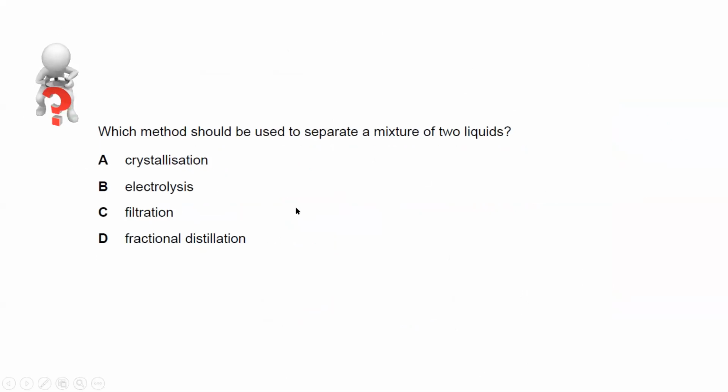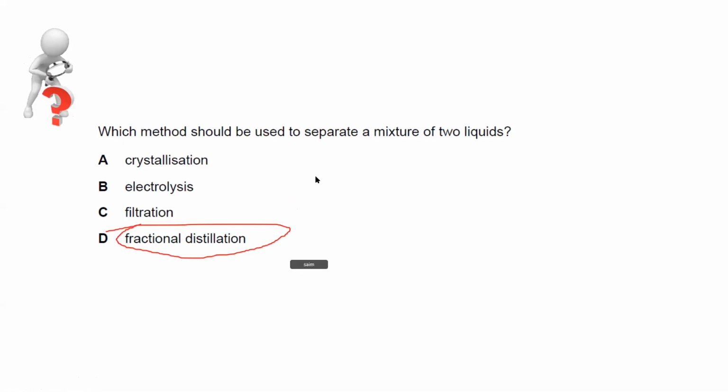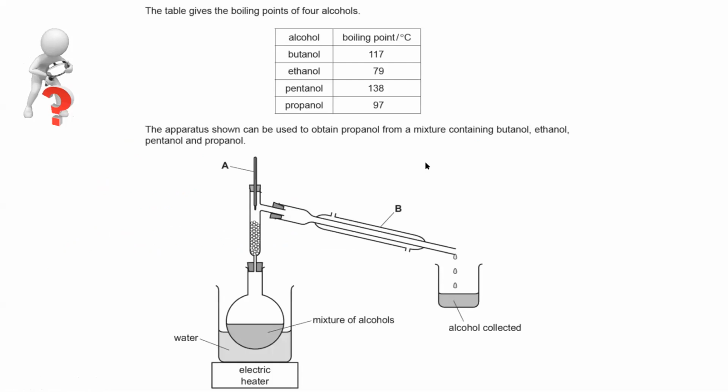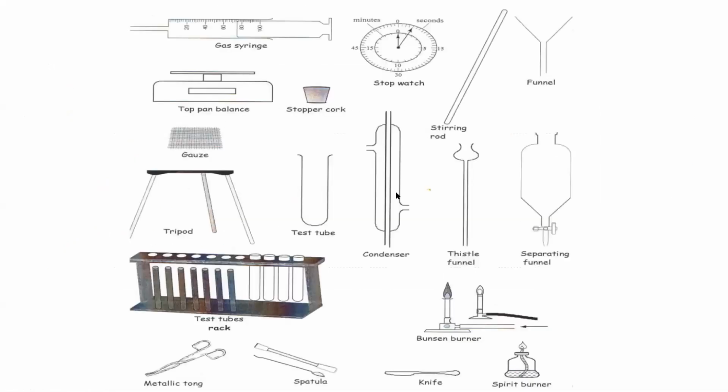Which method should be used to separate a mixture of two liquids? Two liquids are mixed together. So when two liquids are mixed together, yeah, that's right, we can use fractional distillation or we can use simple distillation. Yes, thank you, Simon. We will discuss this question at the end.